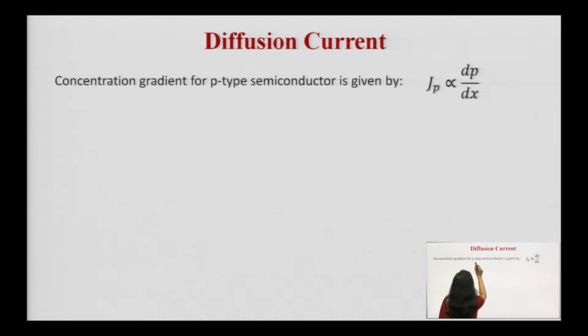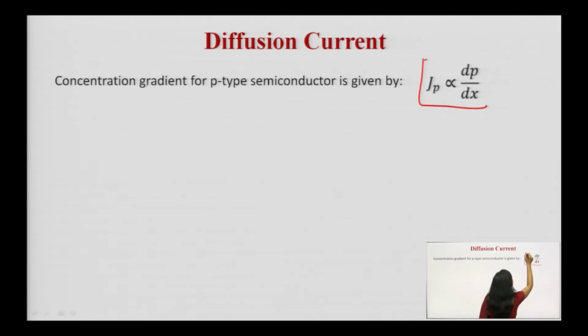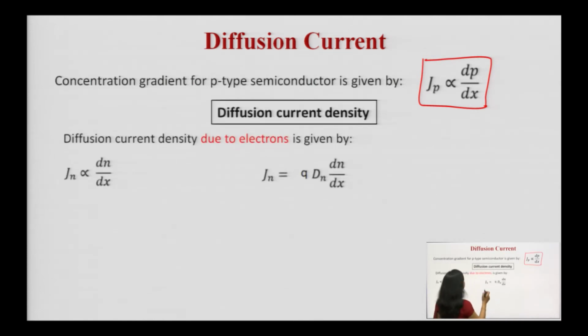Now, concentration gradient for p-type semiconductor: Jp is directly proportional to dp/dx. dp/dx is the change in the concentration of holes with respect to the distance. So this is how you can write it over here. I have told you about this as well.